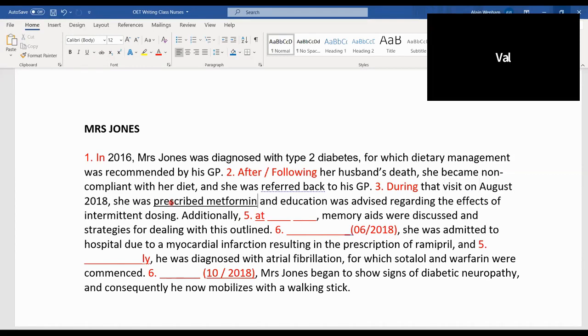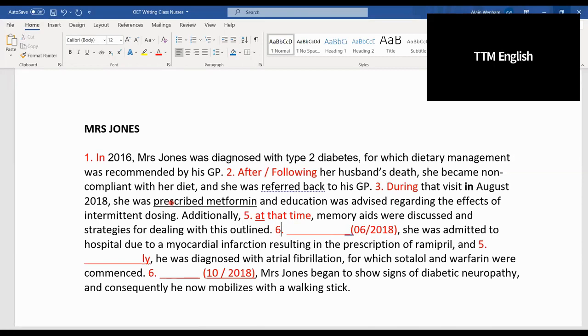Okay. Additionally, something 5. Now, who can guess this one? Because we didn't talk very much about this. Additionally. At this time. At that time. Yeah, good. At that time. Right. So what does it mean at that time here? When? During that visit. 2018. This one, yeah, right. Is it on August 2018? Is that right? In August. Okay, and number 6.